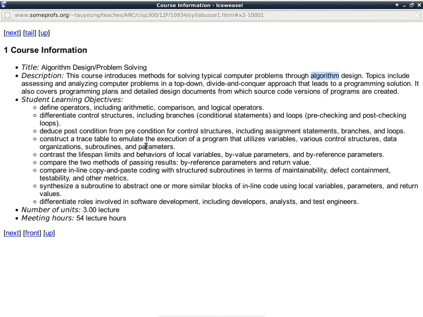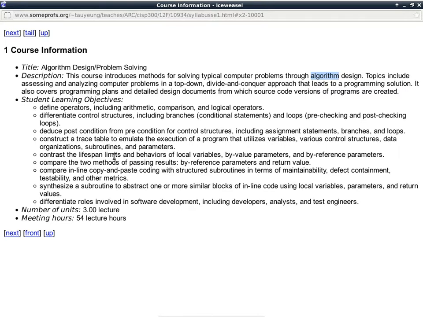Construct a trace table to emulate the execution of a program that utilizes variables, control structures, data organization, subroutines, and parameters. This is the only class that I know of in which you will have to trace your program by hand. But that's the way I do it because I want everyone to understand if I see a statement like this in whatever language, that is what's happening in the background when that statement executes. So we'll be doing a lot of that in this class.